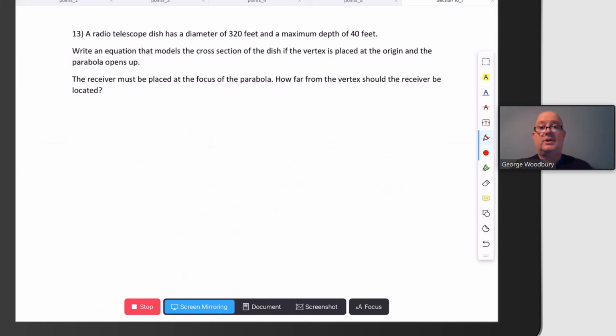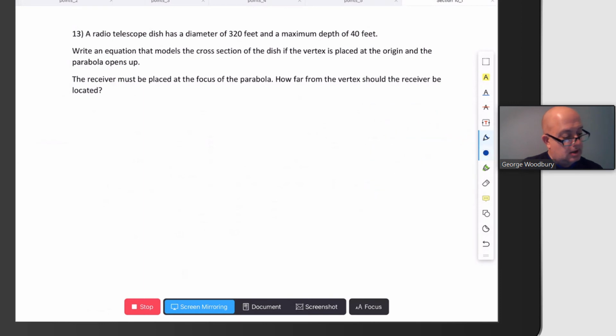If the vertex is placed at the origin and the parabola opens up, it says the receiver must be placed at the focus. So what we're really looking for is how high above the vertex is the focus. So we'll get the equation first, then we'll work our way back to the value of P, and that'll tell us how much above the vertex we need to go.